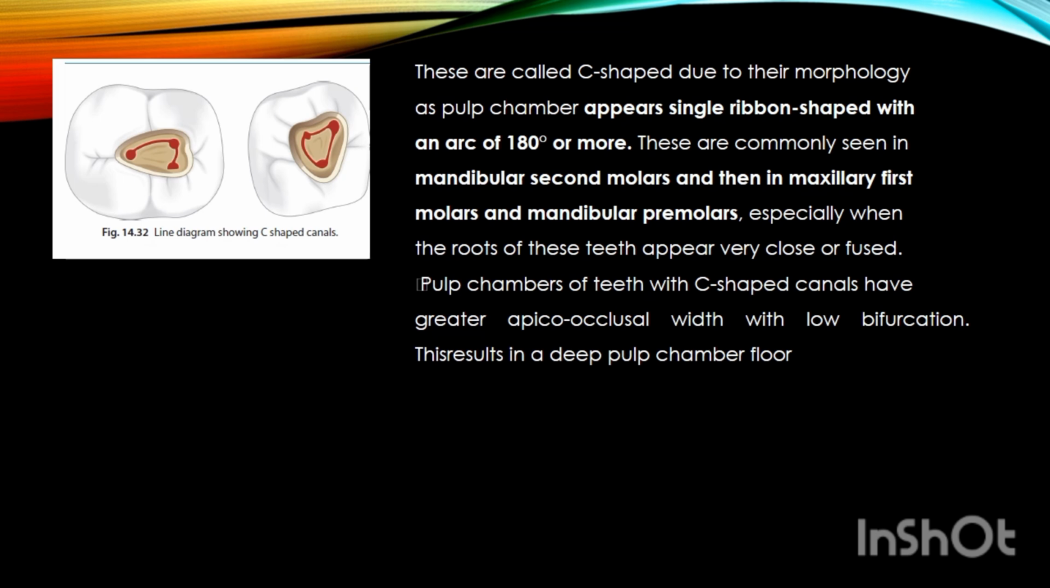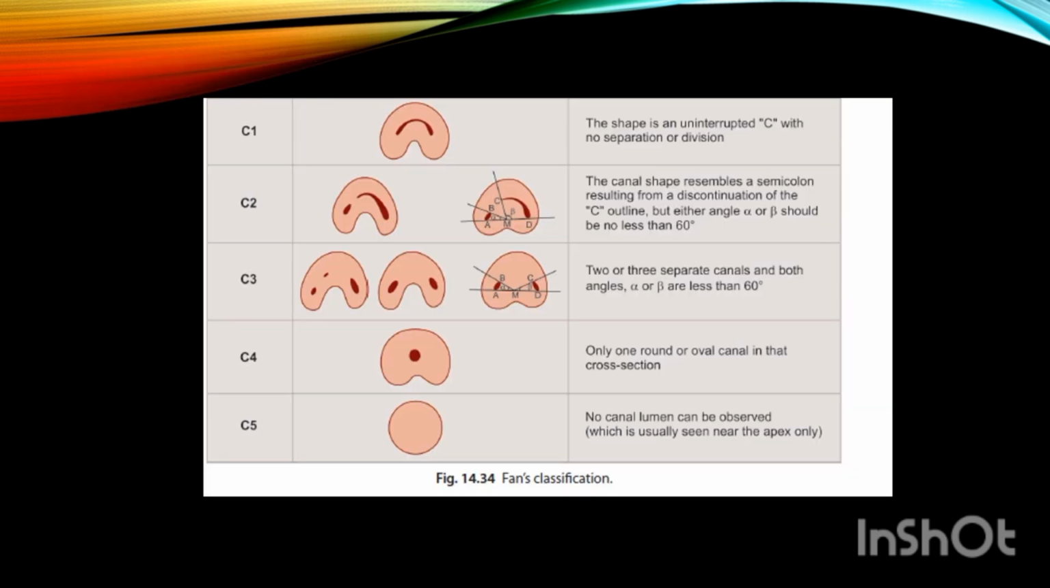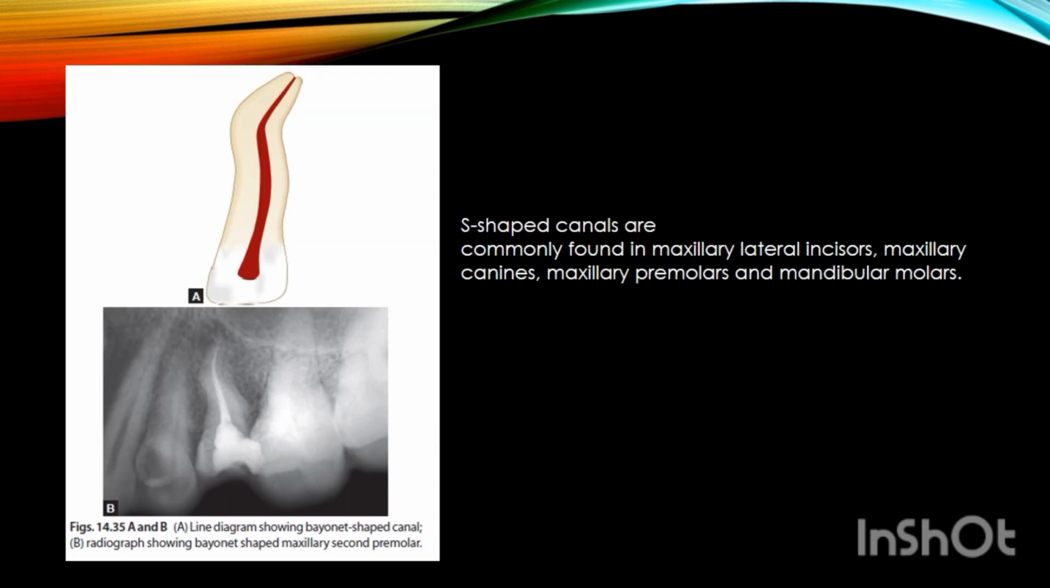Another variation that you will see is the C-shaped canals. They appear to have a ribbon-shaped arc appearance, 180 degrees or more. These are most commonly seen in mandibular second molars, and also in maxillary first molars and mandibular premolars. Again, there are variations in this classification given by Fan et al. The next type of canal that you will see is the S-shaped, also known as bayonet canal.